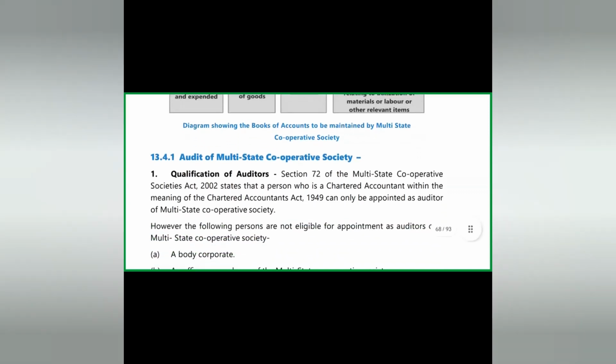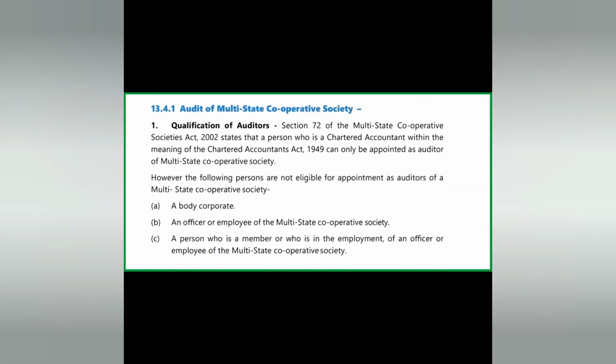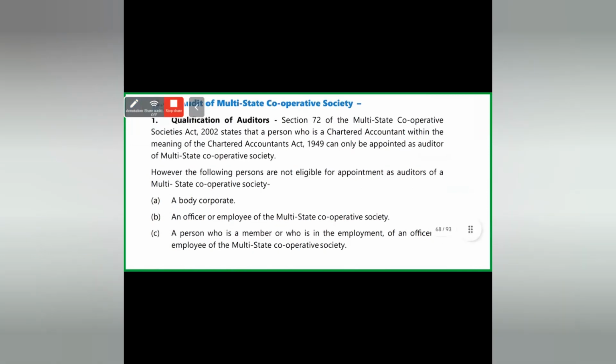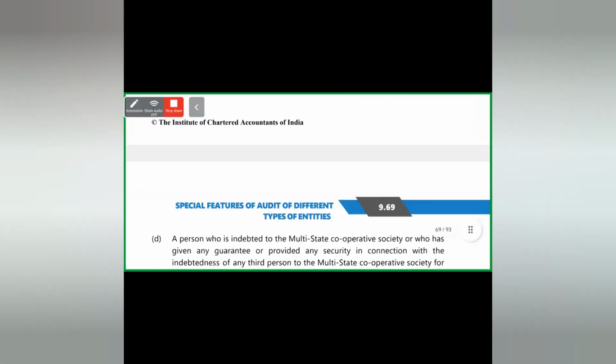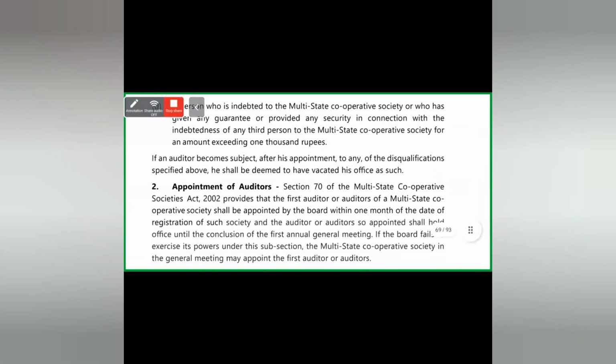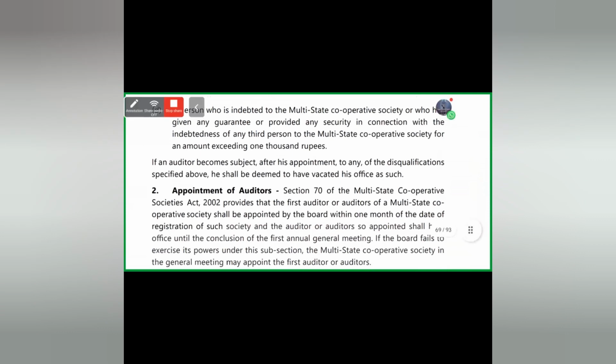Okay, qualification is same. Only a chartered accountant can be appointed as an auditor. However, the following persons are not eligible for appointment as auditor. Body corporate cannot be the auditor. Officer or employee, person who is member or in employment. Same, जो auditor के disqualifications हैं. Few of those are mentioned here, and person who is indebted to the multi-state cooperative society. Now here, if the auditor becomes subject, after his appointment, to any of the disqualifications specified above, he shall be deemed to have vacated his office.